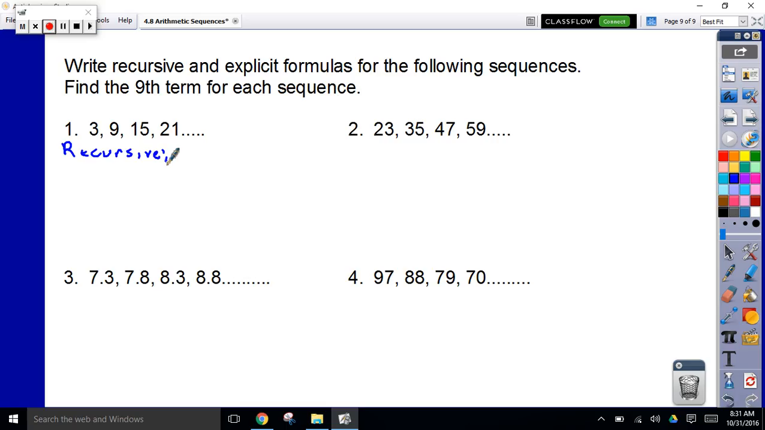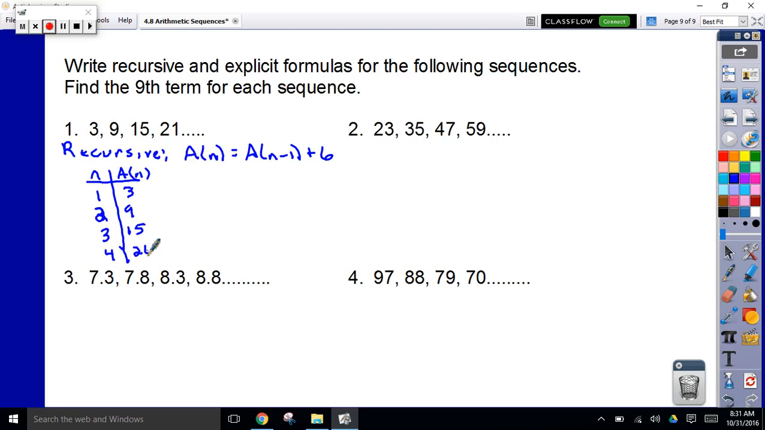Here's Adam. What would the recursive formula be for that sequence? A of n equals A of n minus 1 plus 6. Excellent. That's it. Now I'm going to set up a table to find my explicit. 1, 2, 3, 4. That 2 kind of looks like a 3. 2. There we go. 3, 9, 15, 21. Some of you may be able to do the explicit formula without drawing the table, so actually drawing it is going to be optional.